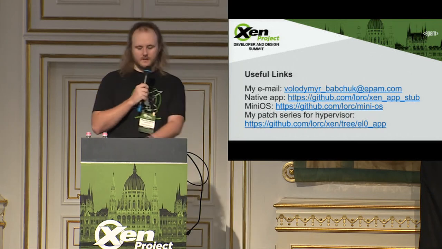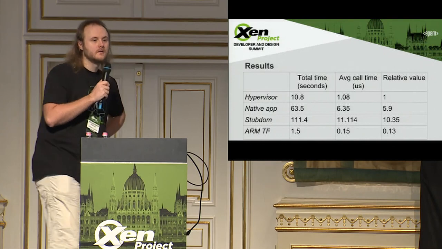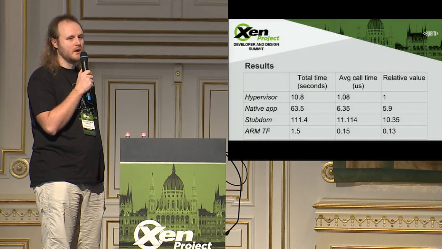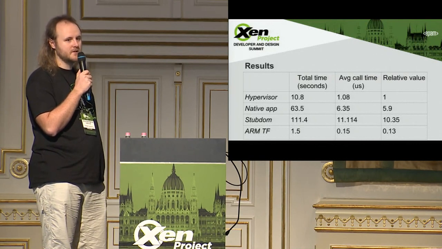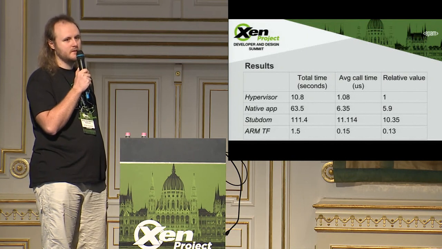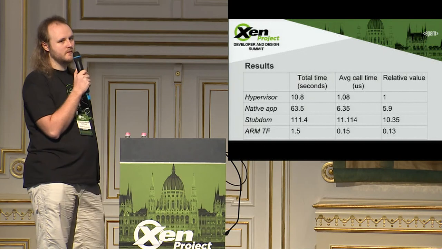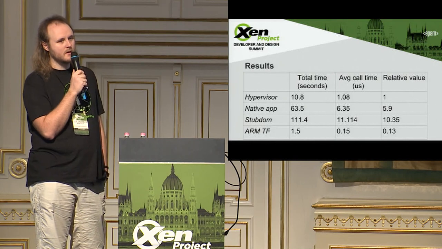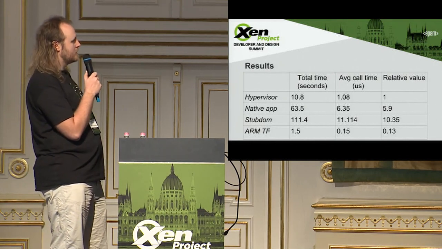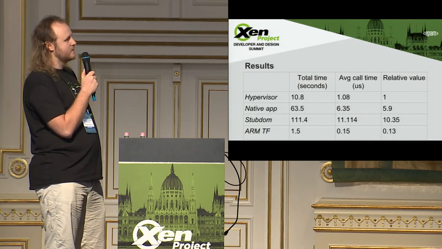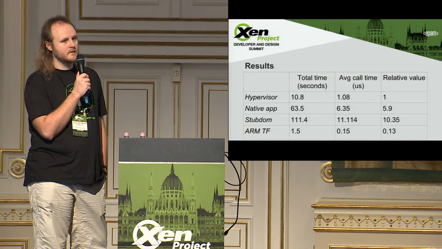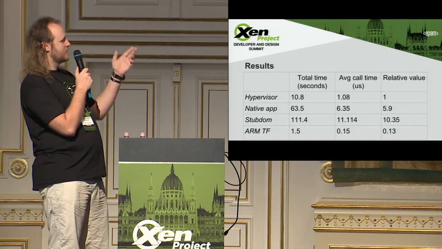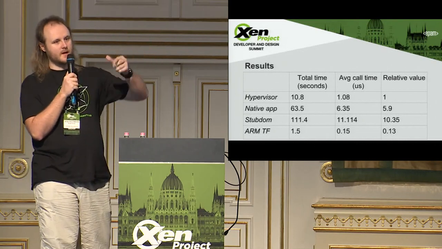Could you go back to your results table? Yeah. So how long do you think a typical emulation would take, if you were doing a real emulation? Emulation for example of some UART device. So for example, if it took 20 microseconds, then the native app would be 26 microseconds, and the stub domain would be 31 microseconds. Because there was no real handling in my use cases, this is the smallest time needed to trap something and to handle it.